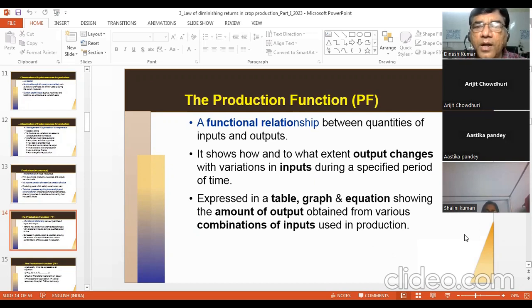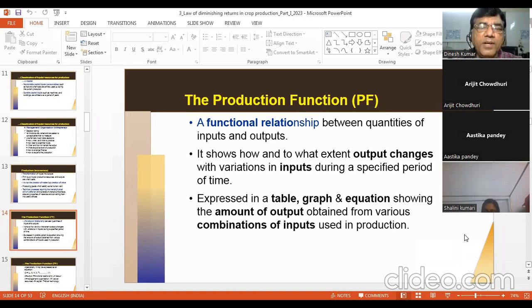It shows how and to what extent output changes with variations in input. If you change one input by other, if you increase or decrease the input, how much changes will happen in the output is related by production functions for a specified period of time. So these production functions are actually equations, or those equations can be written in a table. In the graph form, you can represent those equations, or in equation form as such, showing the amount of output obtained from various combinations of inputs used in production.